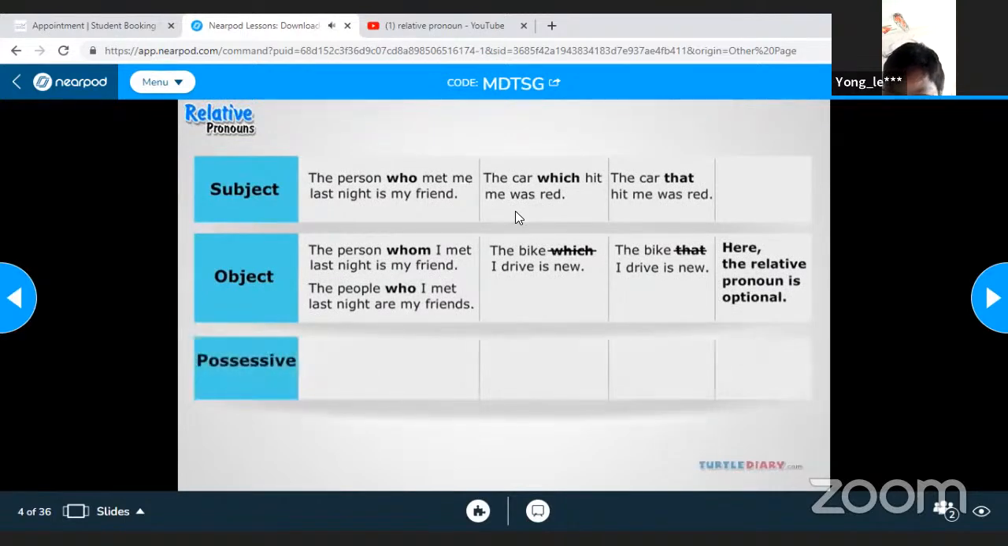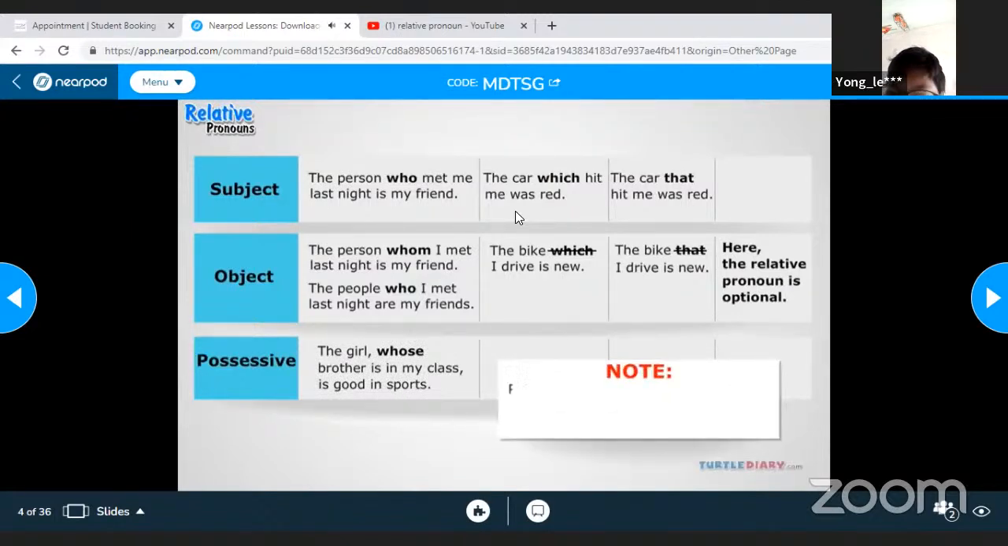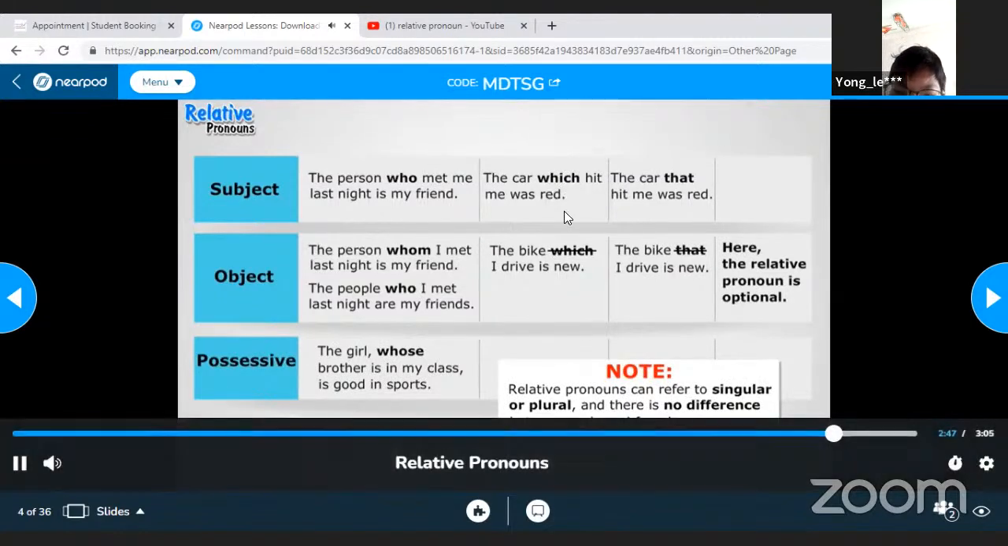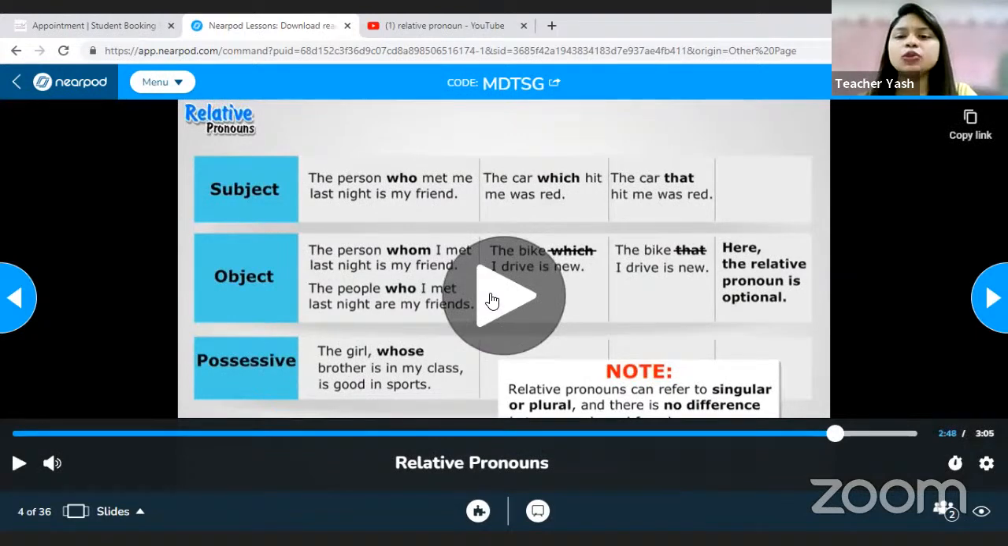Possessive. The girl whose brother is in my class is good in sports. Note, relative pronouns can refer to singular or plural, and there is no difference between male and female. Okay, so some you don't have to add the relative pronoun, like the bike which I drive is new is also correct. The bike I drive is new is also correct.